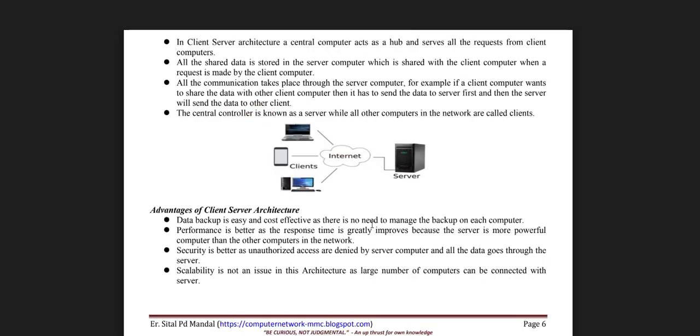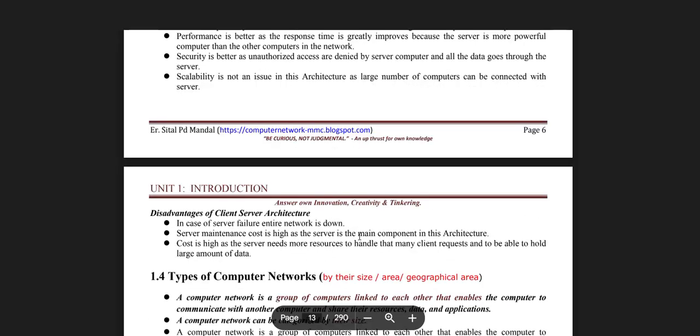Advantages of the client-server architecture: data backup is easy and cost effective as there is no need to manage the backup on each computer. Performance is better as the response time is greatly improved because the server is a more powerful computer than the other computers in the network. Security is better as unauthorized access is denied by the server computer and all the data goes through the server. Scalability is not an issue. Disadvantages of client-server architecture: in case of failure of the server, the network is affected, and server maintenance cost is high.